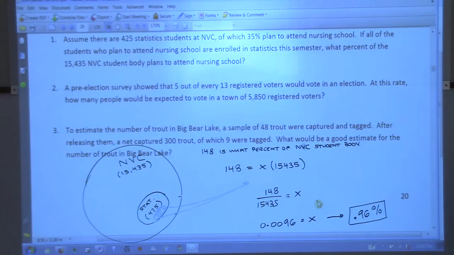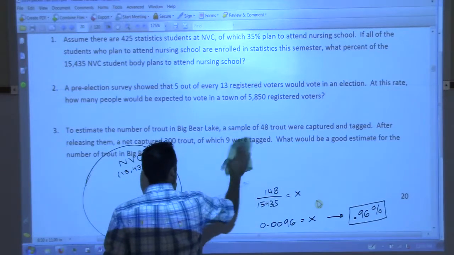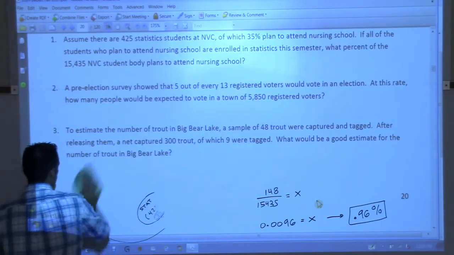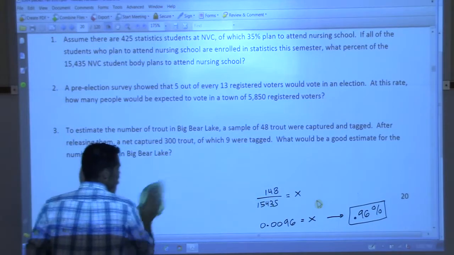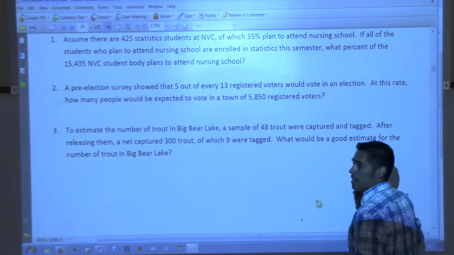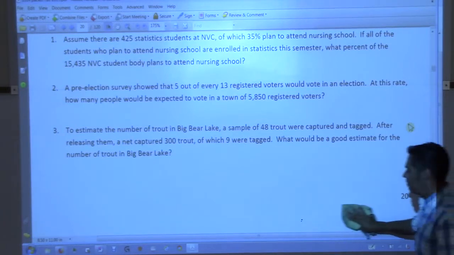Students usually have trouble with this problem, and rightfully so, because there are some things we have to assume here. But this is actually how things like this are done, so it's a good problem. To estimate, okay, approximate, means this is not an exact answer, but it's an estimate.